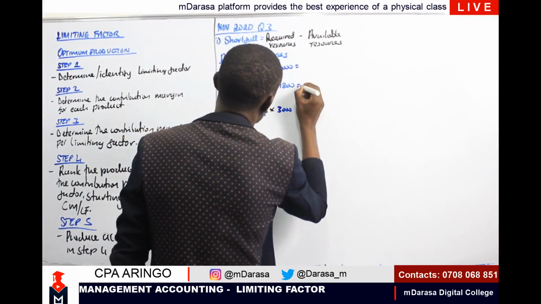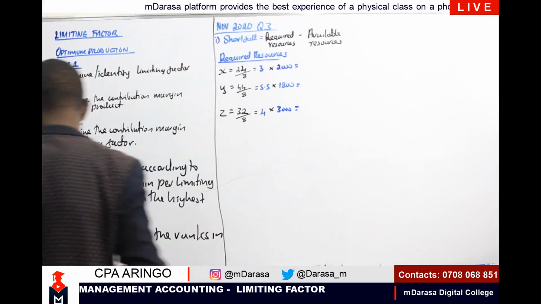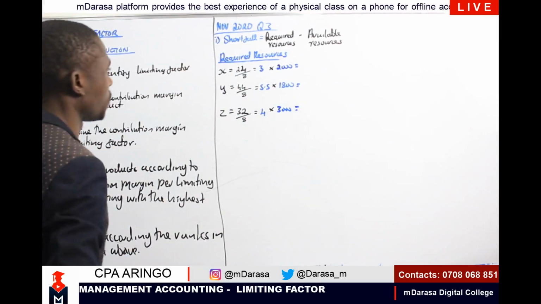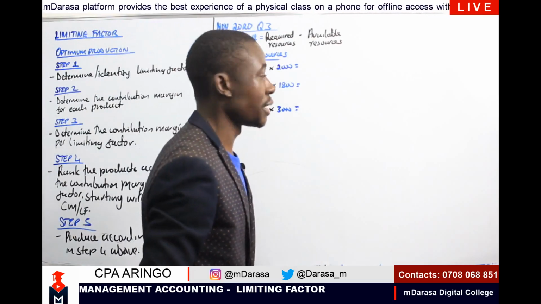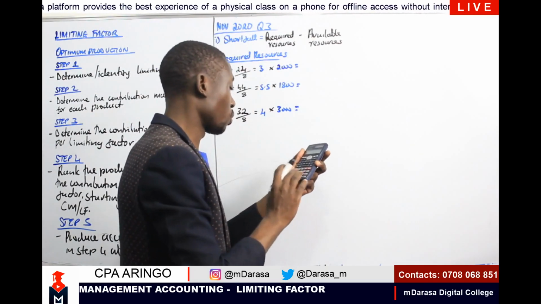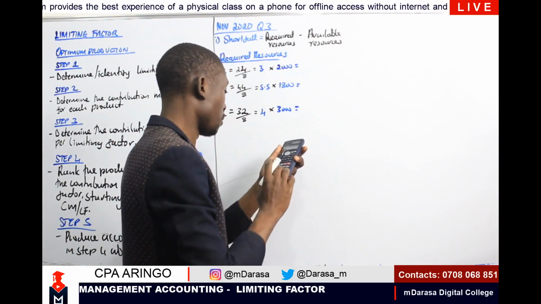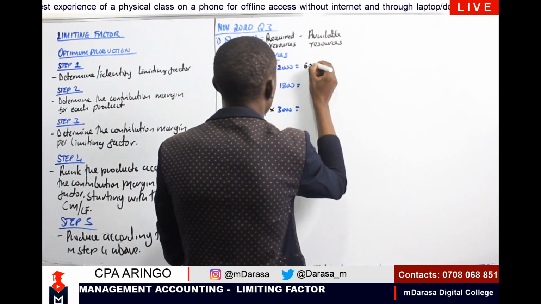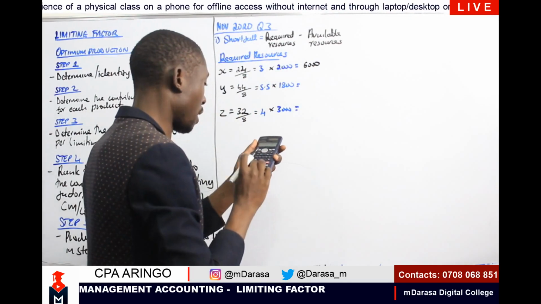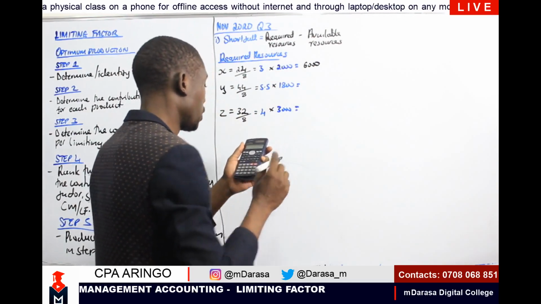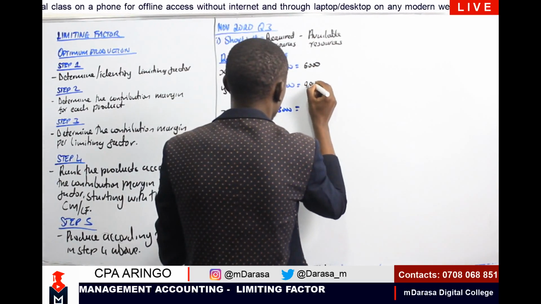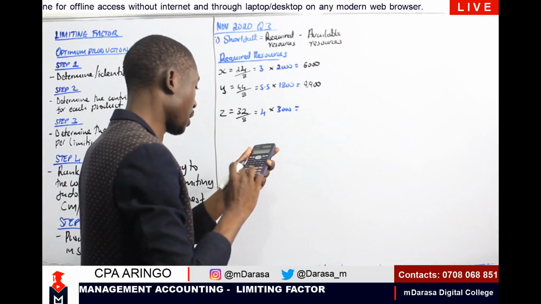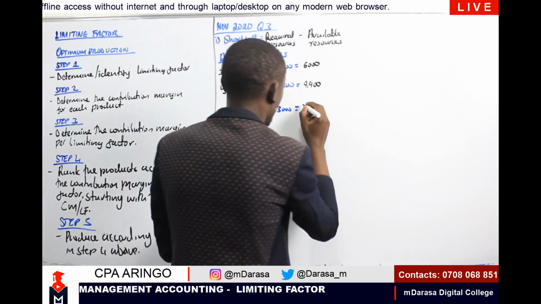So this should give us the number of hours required to produce each unit, and finally the total required resources. So I'm having 2,000 by 3, of course that should give me 6,000 hours. 5.5 by 1,800, that should give me 9,900 hours. 4 by 3,000, that should give us, of course, 12,000 hours.